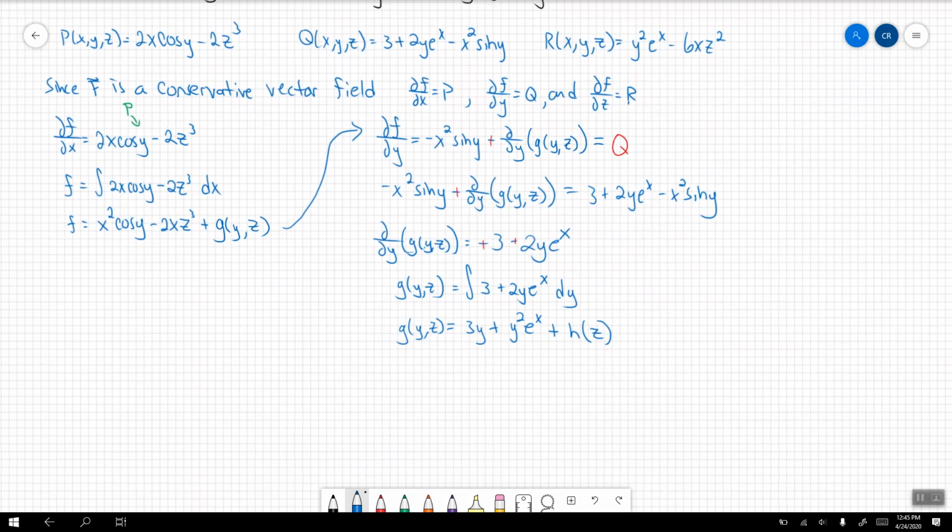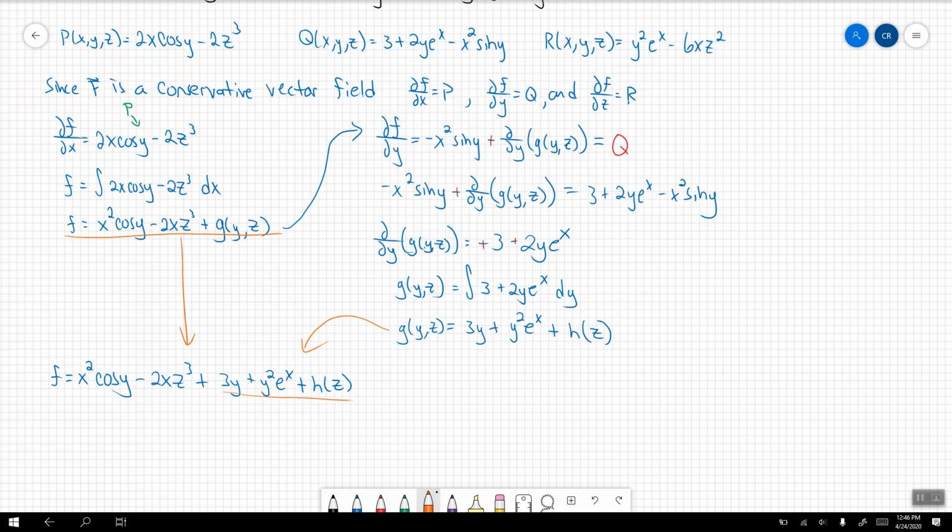Just to recap what I have so far, my function f so far is x squared times cosine of y, and I'm getting this from right above, minus 2xz cubed plus, no longer g of y z, because we just solved a little bit more explicitly there, so that's 3y plus y squared e to the x plus some h of z. So this piece came down here, and I also used this part right in here.